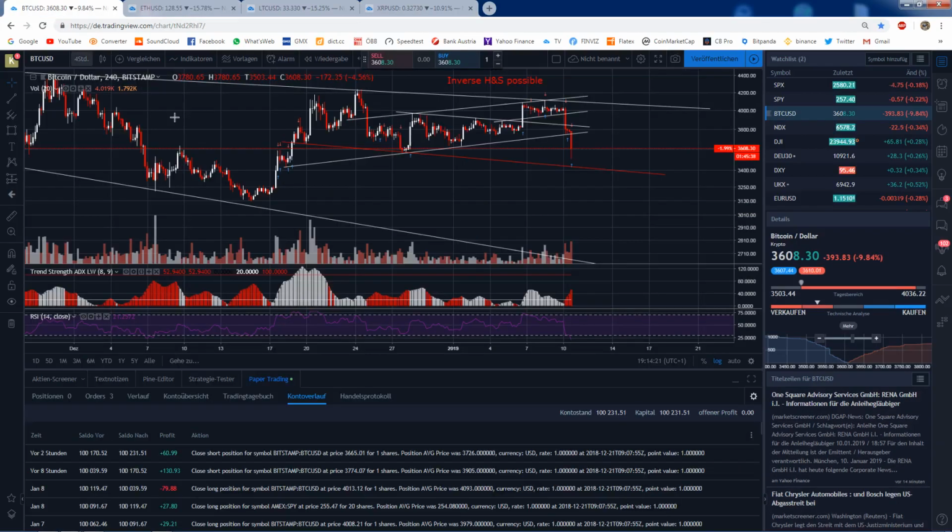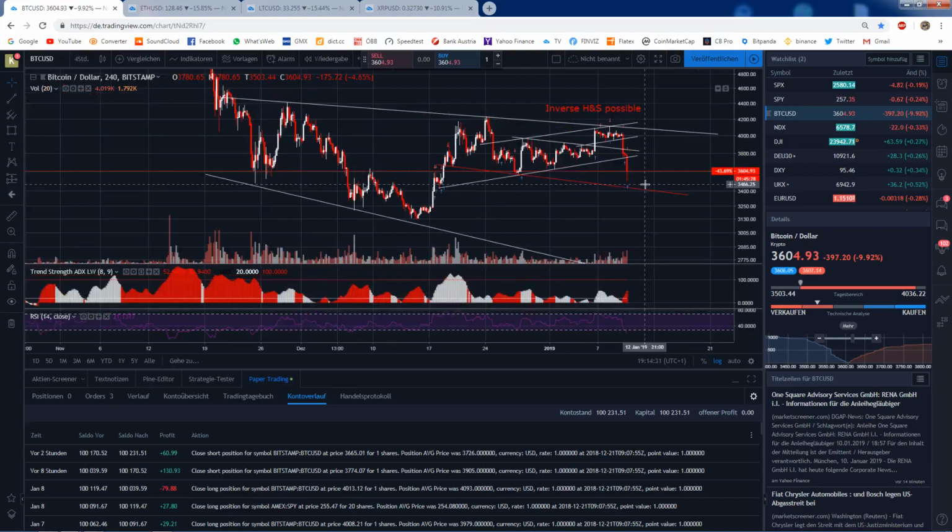But as I said, Bitcoin looks quite bearish to me. I will look for more downside. Maybe short this again, maybe one more time to around this support right here, and I'll see.